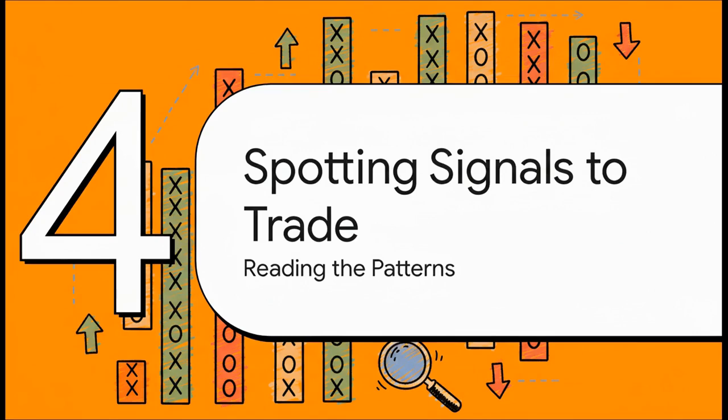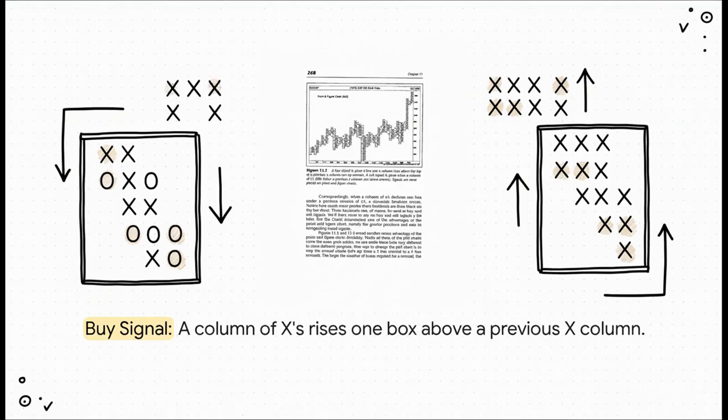Well, this is where the real power comes in, identifying these clear, objective trading signals based on really simple patterns. You know, the most basic buy signal is so simple, it's brilliant. You're just looking for a column of rising prices, a column of X's. When that column of X's rises one box higher than the top of the last column of X's, boom, that's a simple buy signal. It's telling you there's been an upside breakout, and it suggests that demand is winning the fight and the price is probably headed higher.